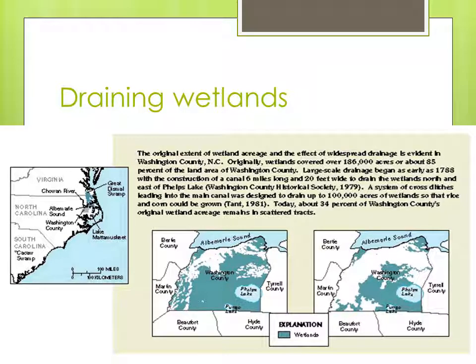And basically, very early on in the history of North Carolina, about 85% of this area in Washington County was covered in wetlands. But over time, those areas were drained in order to grow rice and corn in particular in this area.